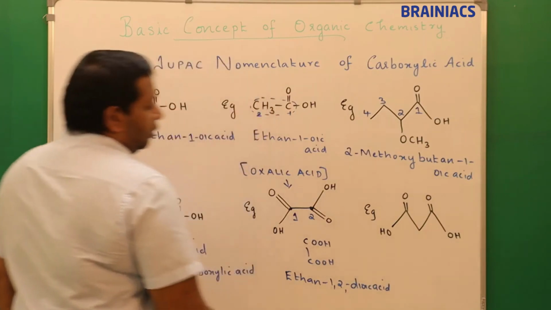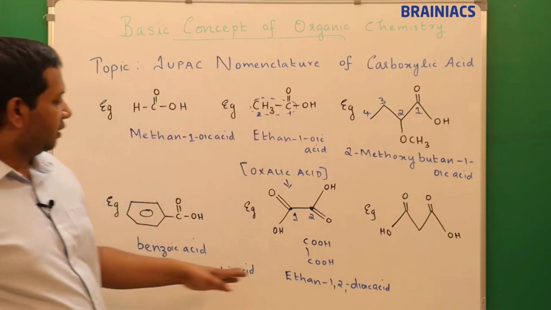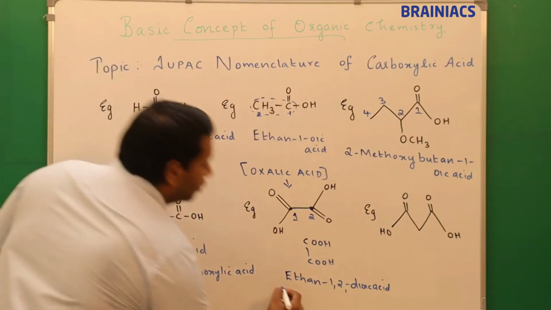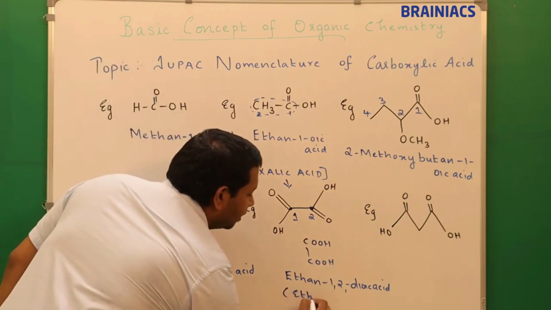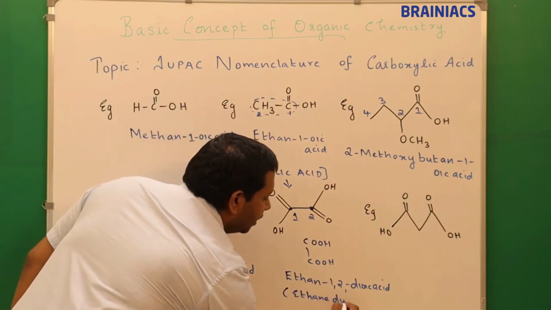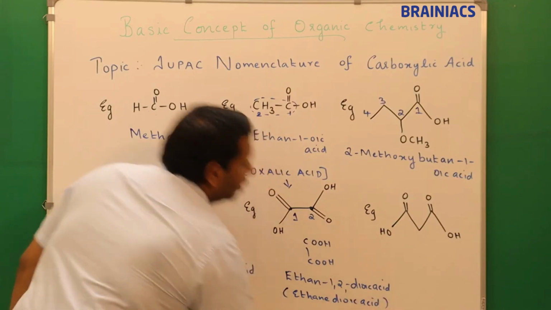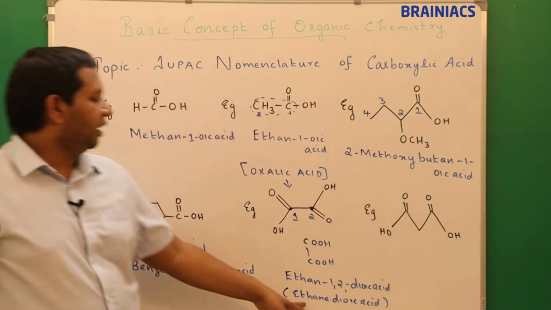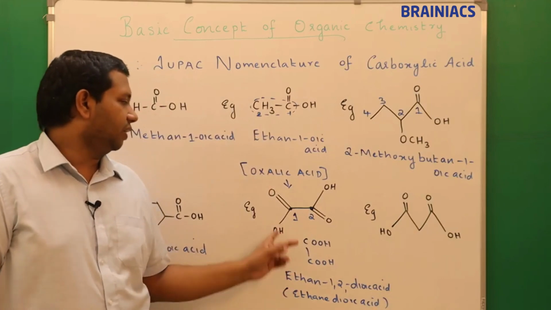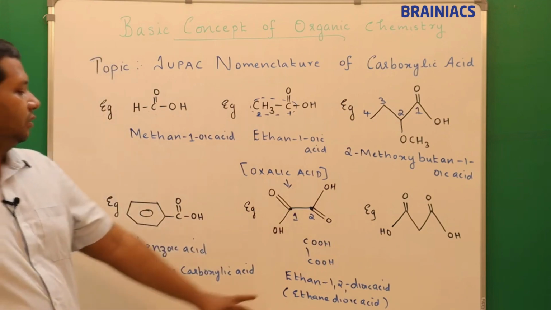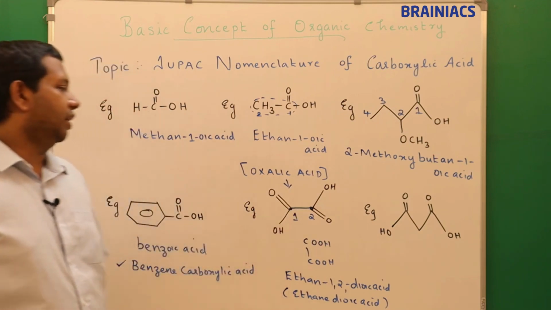Okay. So this is more correct. Ethane-1,2-dioic acid is correct, and sometimes they use the term ethane dioic acid. This is also widely accepted. So the more correct one is ethane-1,2-dioic acid. Okay, ethane dioic acid is also correct.